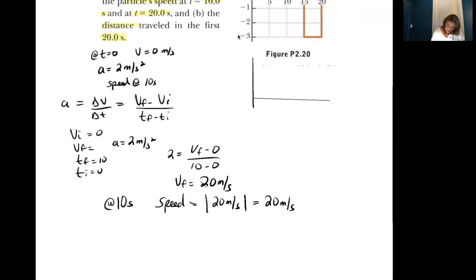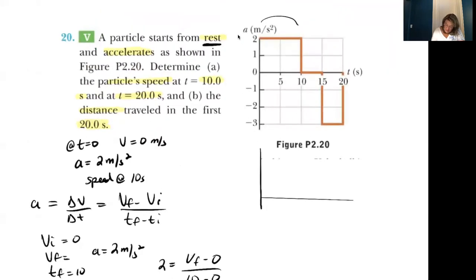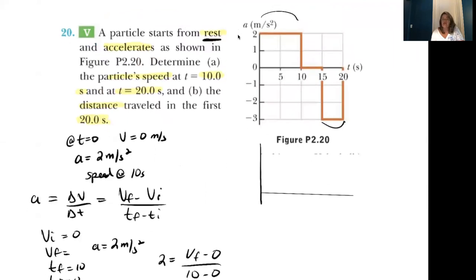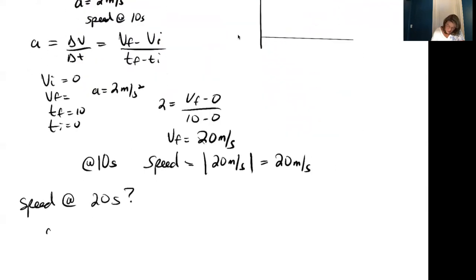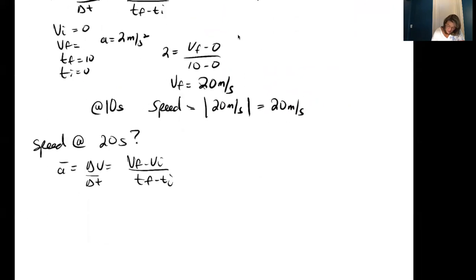Now the next question is, what is the speed at 20 seconds? All right, I'm going to look up here, and I have this other section that I know some acceleration data about. We'll talk about this acceleration data, which is equal to 0. This was equal to 2. This is equal to -3. And so I know that the acceleration is equal to change in velocity over change in time, V final minus V initial over T final minus T initial. What is V final? We're looking for the final velocity. What is V initial? I happen to know it's 20 meters per second.